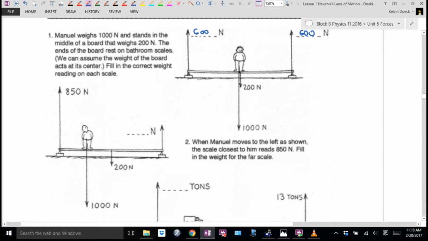Situation number 2, Manuel's going to move sideways, so he's standing closer to one of the scales. Now, the scale that he's closest to reads 850 newtons up. What must this scale read exactly? 350. So the forces are still balanced. How do I know they're balanced? Because he's not sinking into the ground like quicksand, and he's not flying into the air like Superman.